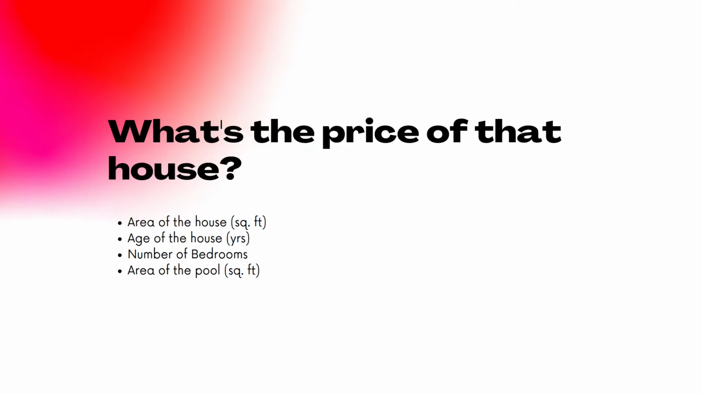So what's the price of the house? This is the same question we asked in the first video, but we took only the area of the house. We didn't take into account the age of the house, the number of bedrooms and the area of the pool. Assume all houses have a pool. We didn't take all these into consideration, but in a real life situation we need to take all these into consideration. So how do we do it?